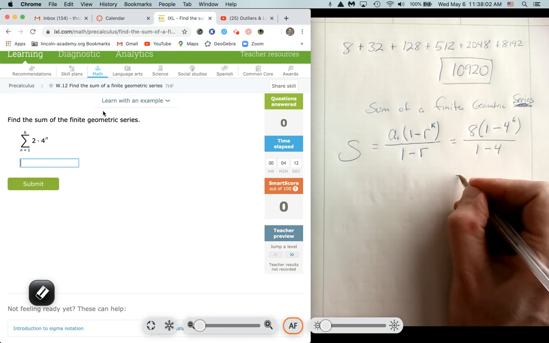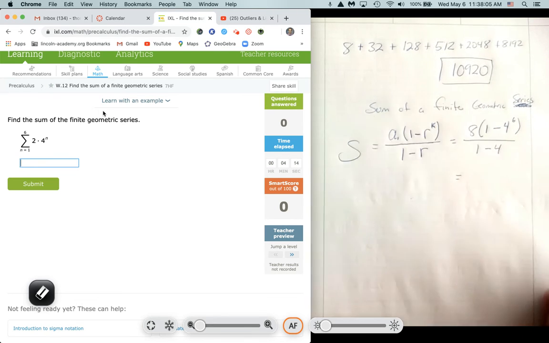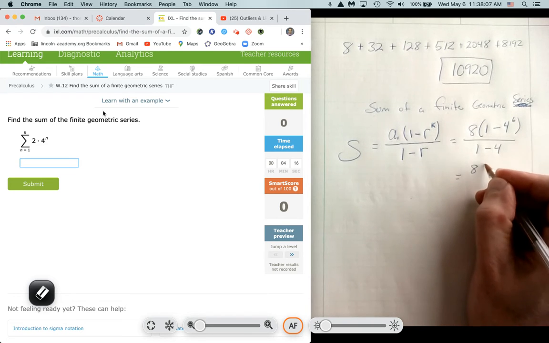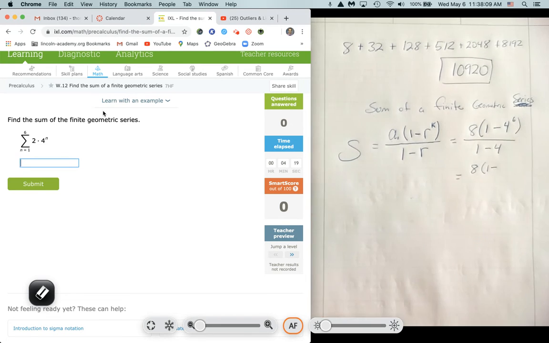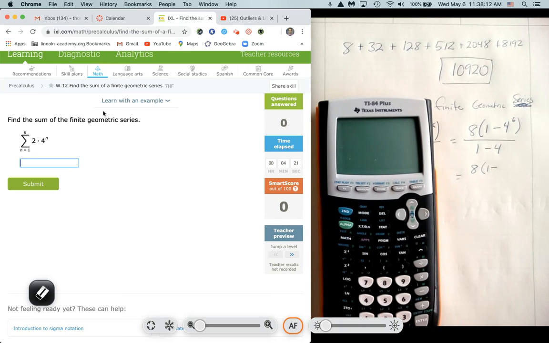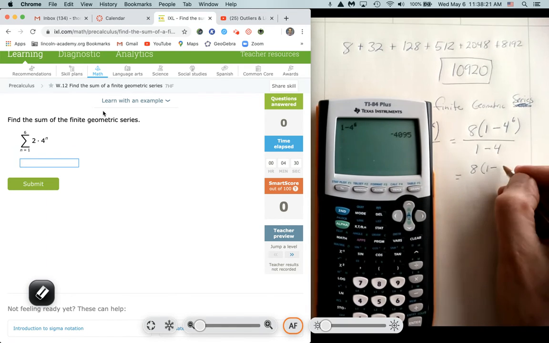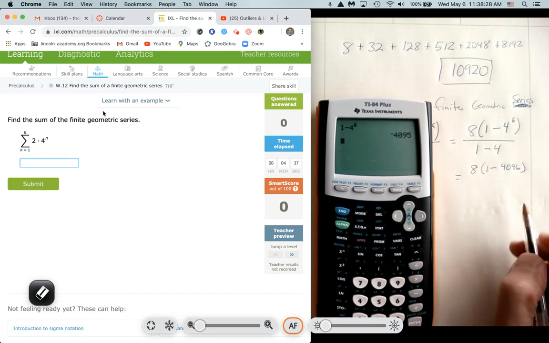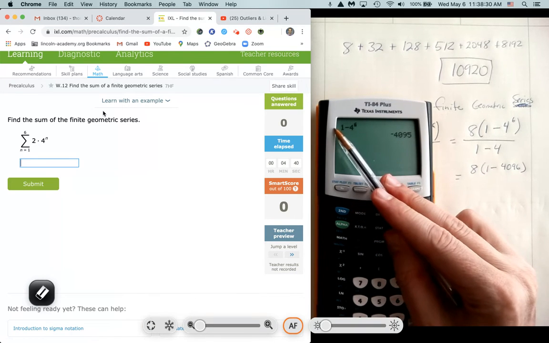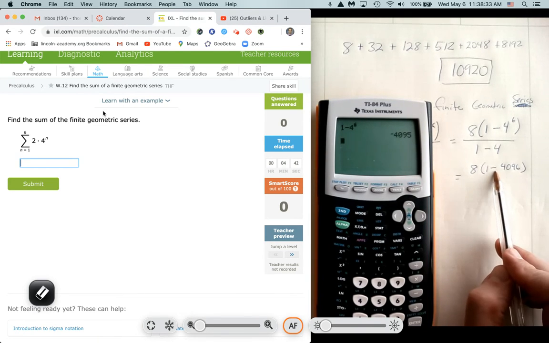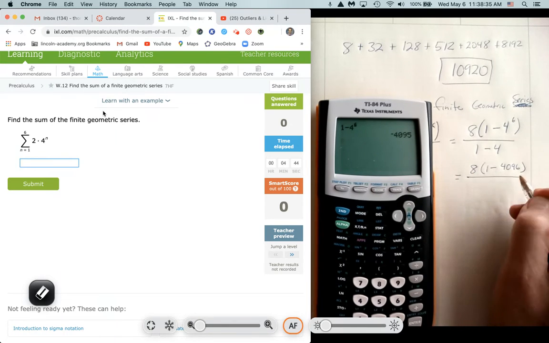So let's see if that actually equals 10,920. So 8 times 1 minus. Now again, you do use a calculator here. So I am going to do the 1 minus the 4 raised to the 6th power. Maybe I should have just done 4 to the 6th power first, but it'd be 1 minus 4,096. I just actually subtracted it from 1. So that right there is going to be the negative 4,095. And that's all over negative 3.